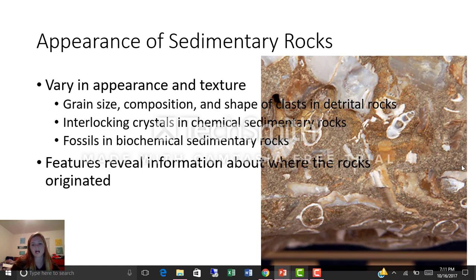The picture included in the slide is a biochemical/organic sedimentary rock, and you can see the shell fragments featured. These features reveal information about where the rocks originated. For example, fossils in biochemical sedimentary rocks can reveal where the rock originated and details about the life form.